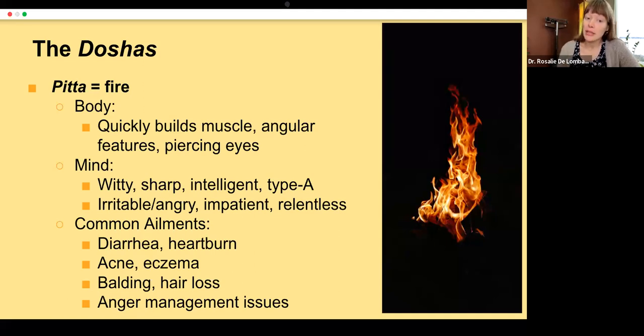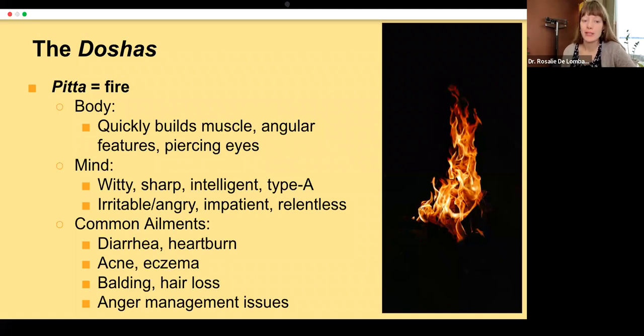It also means they can be really irritable and angry, impatient, and just relentless. So it's a matter of finding balance within this dosha as well. Common ailments, as you can imagine, are very fiery ailments, okay? From hot, so they'll be hot and more liquid in terms of oily, okay? So diarrhea is a common experience here. Heartburn, right? Acid reflux. Acne, which is most commonly just quite inflammatory, right?